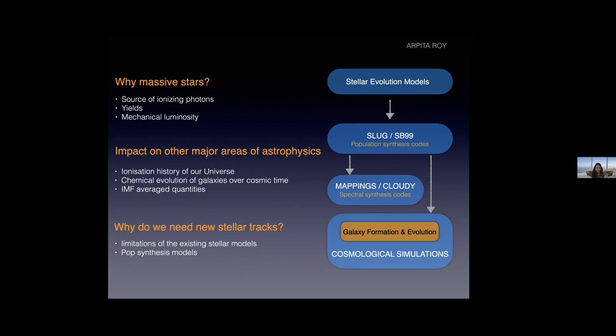But there are some existing stellar tracks, and they've been doing a pretty good job for quite some time. It's more than a few decades, from the 90s, and due to the restrictions of computational resources at that time, these stellar tracks have certain limitations. For that reason, even the population synthesis models that use those stellar tracks also have certain limitations, and that's why you need some new stellar tracks. And coming to the new stellar tracks, what are those limitations that make us go towards them?